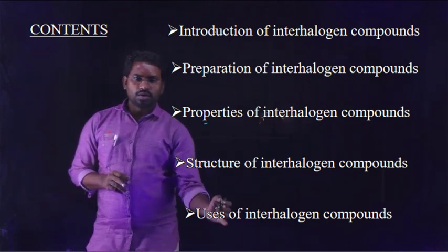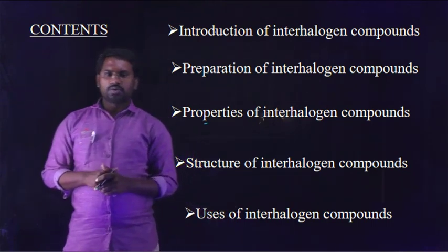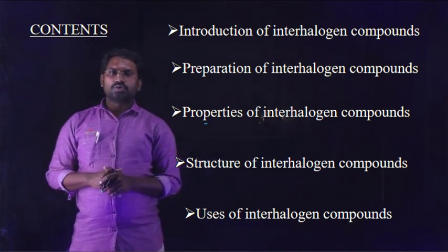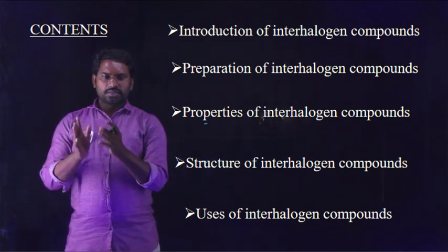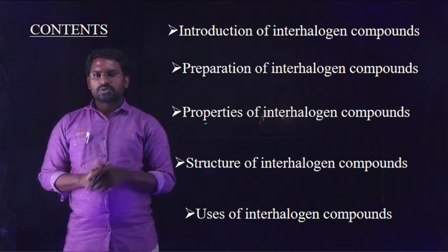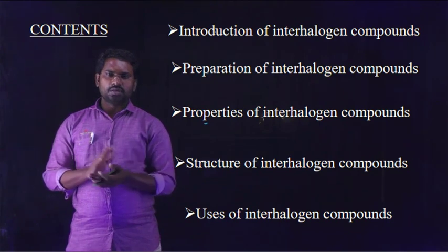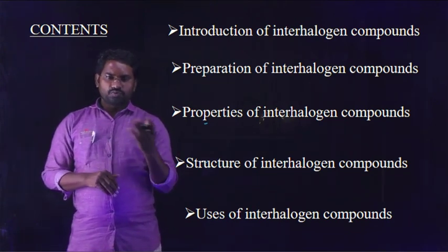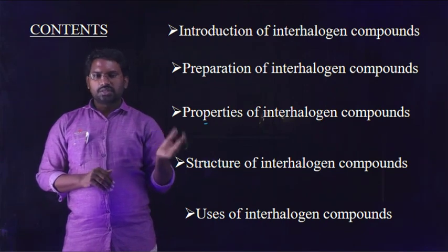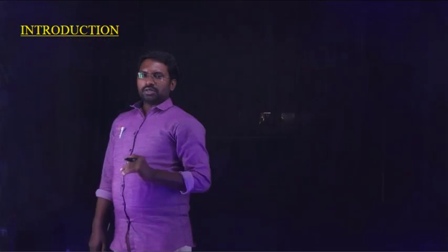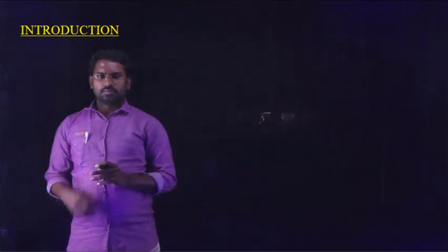Finally, what are the uses of interhalogen compounds? Interhalogen compounds are generally available in the solid or liquid state, so they can be used as non-aqueous solvents, and some of them may be used as fluorinating agents. So this gives the information about the interhalogen compounds. Now the introduction about the interhalogen compounds.